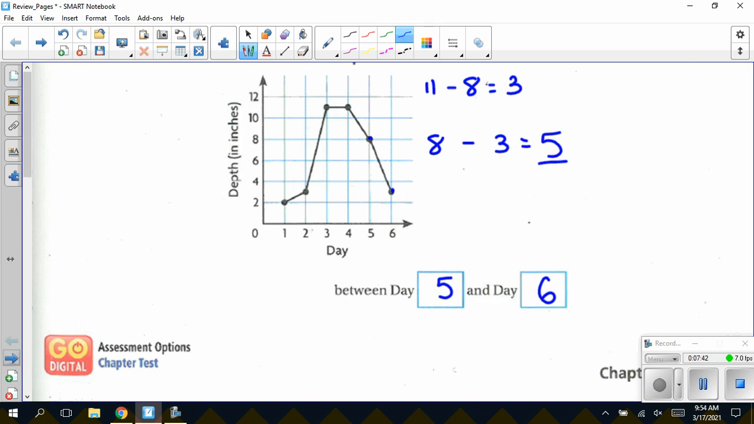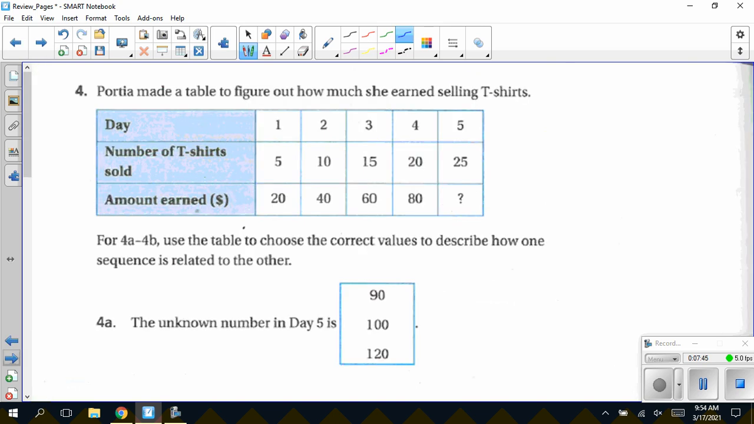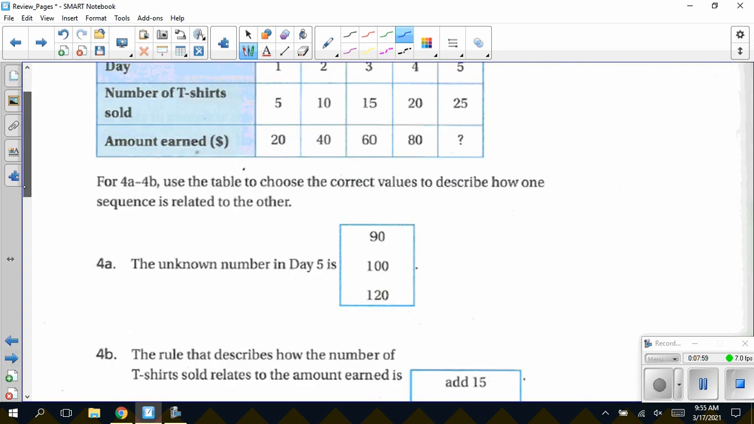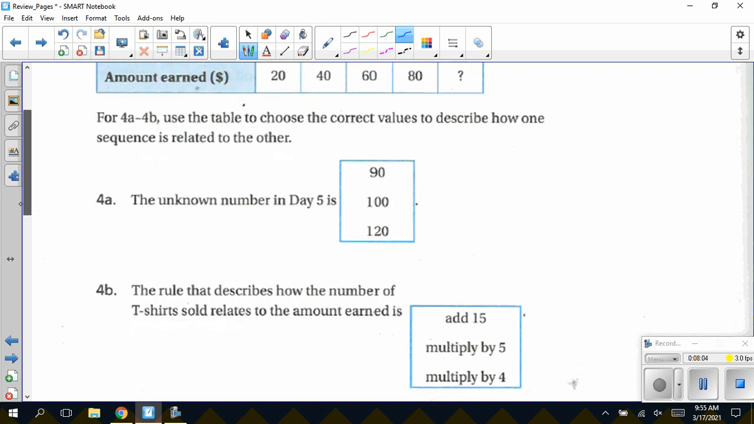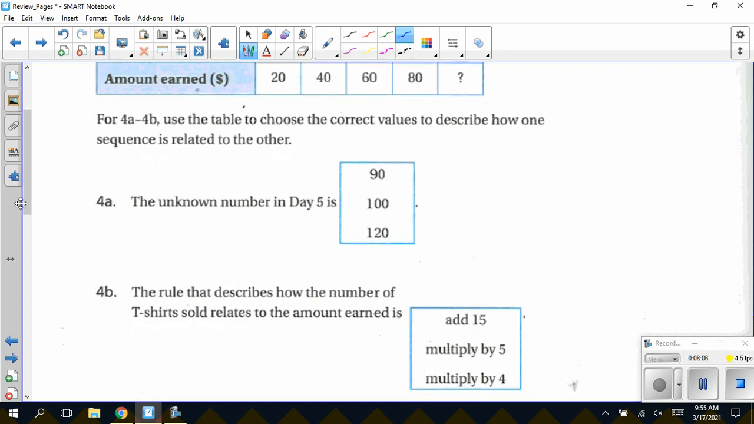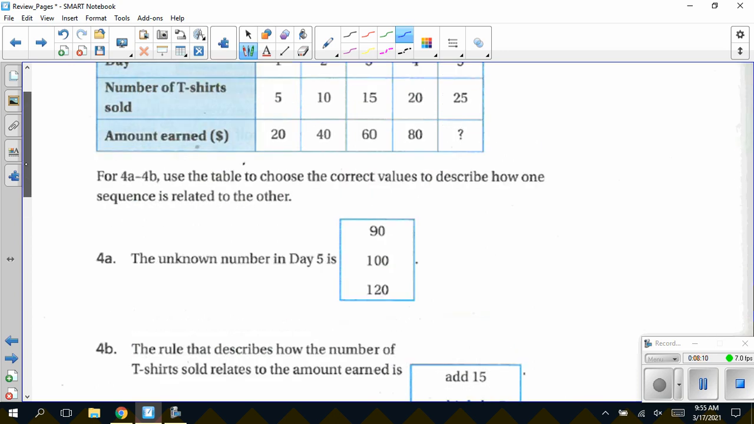Moving on to the next page, it says Portia made a table to figure out how much she earned selling t-shirts. For A through B, use the table to choose the correct values to describe how one sequence is related to the other. So A, they want us to figure out what the unknown number in day 5 is, and B, they want to know what rule we use to figure that out. So I'm actually going to solve B before I solve A to make sure I am doing the correct rule.